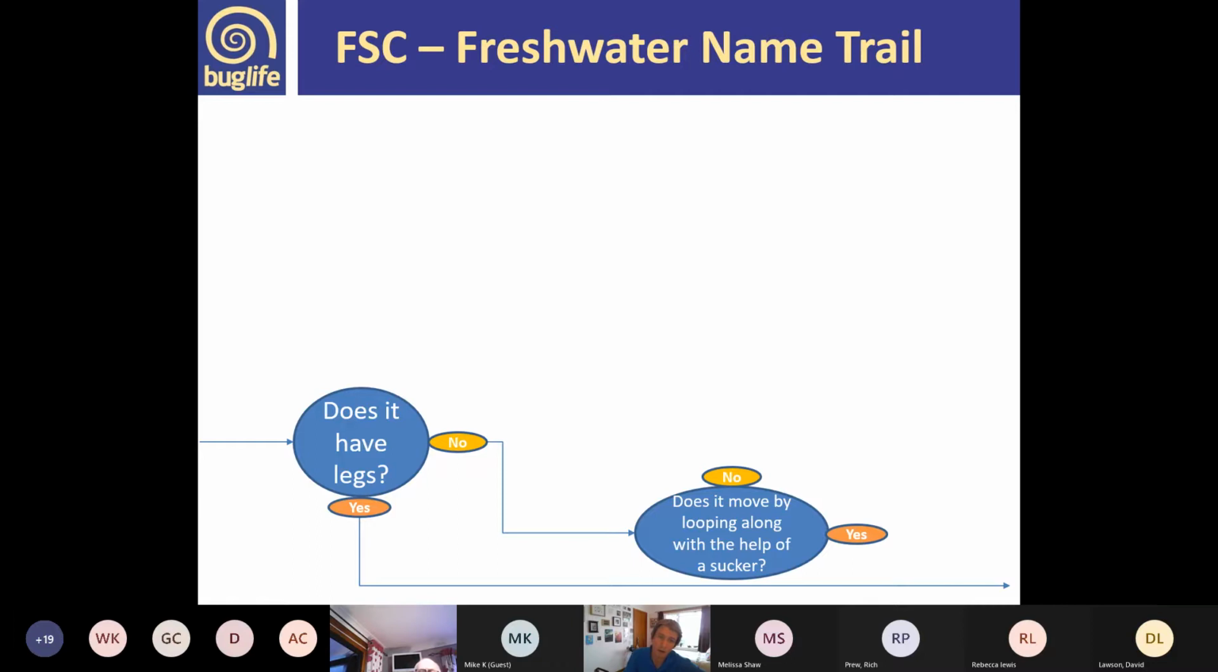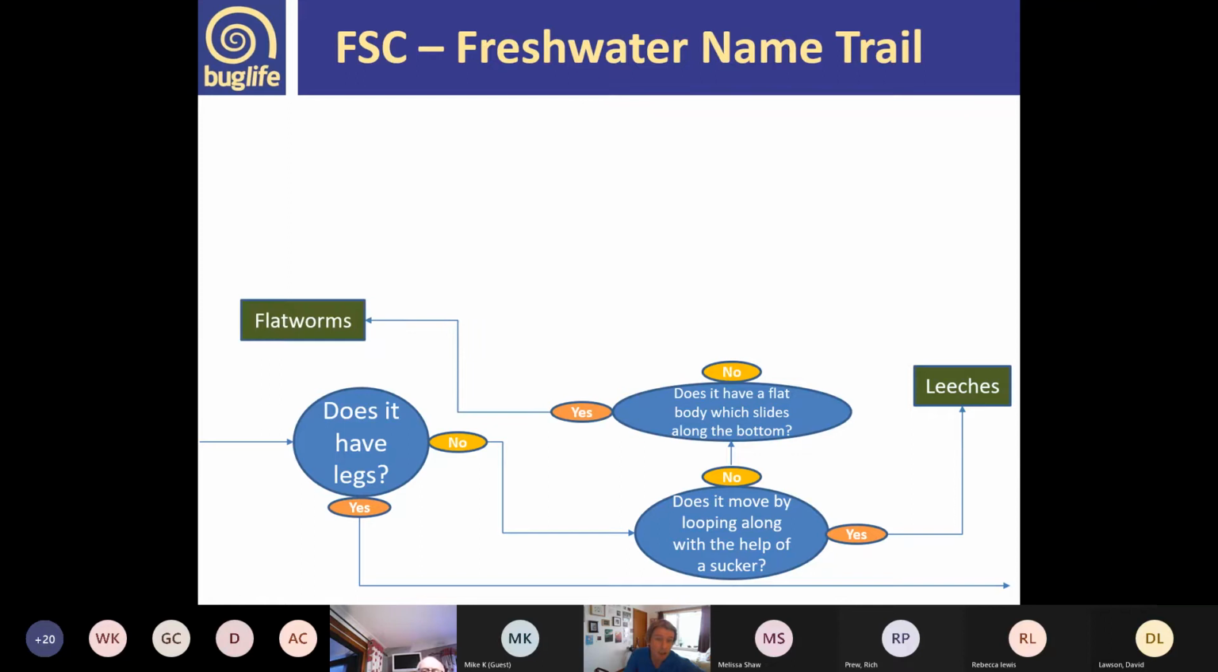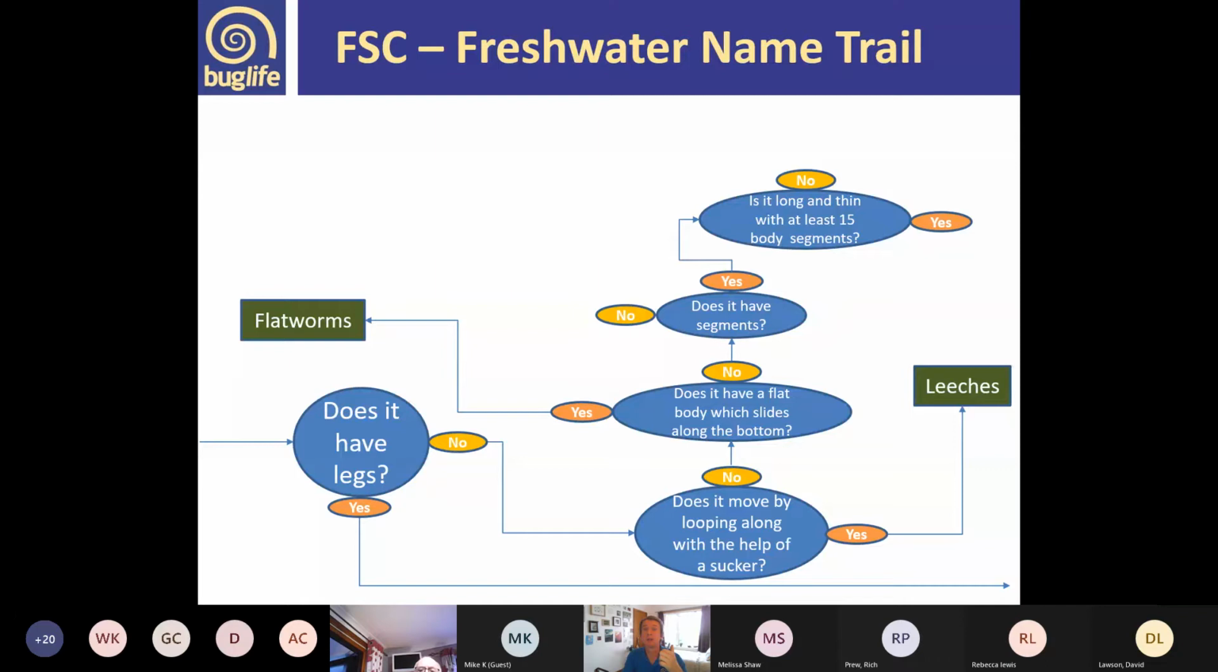Through a series of questions about the movement pattern, we're going to reach leeches, which have a very distinctive movement. The shape of the body will indicate whether or not we've got a flatworm. The number of segments within the body will give us an idea of what kind of worms we're encountering and whether or not we've actually got fly larvae.